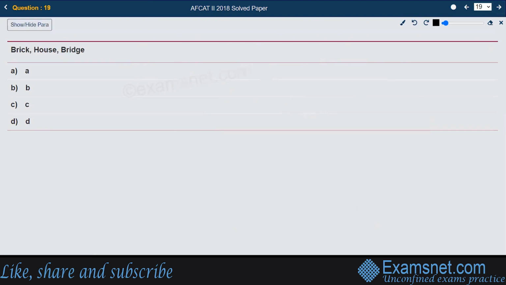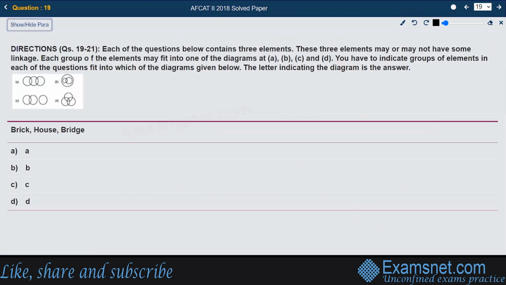Now, we have to do another set of questions. There are questions number 19 to 21 that we have to follow. Each of the questions below contains 3 elements. These 3 elements may or may not have some linkage. Each group of elements may fit into one of the diagrams at A, B, C, and D.